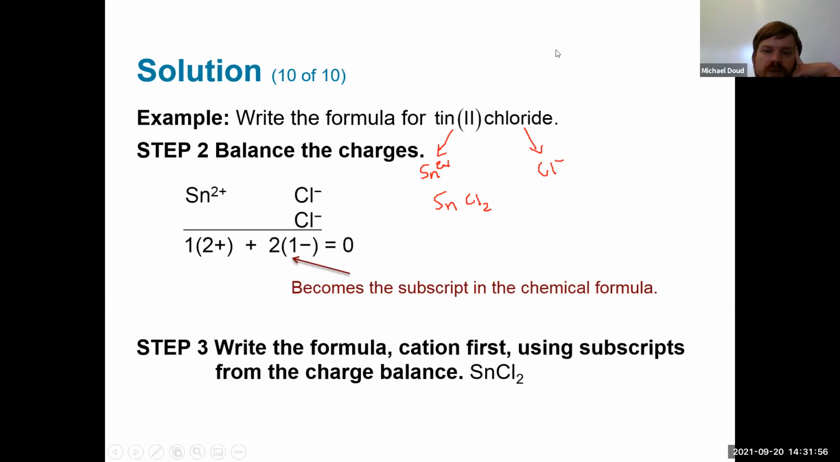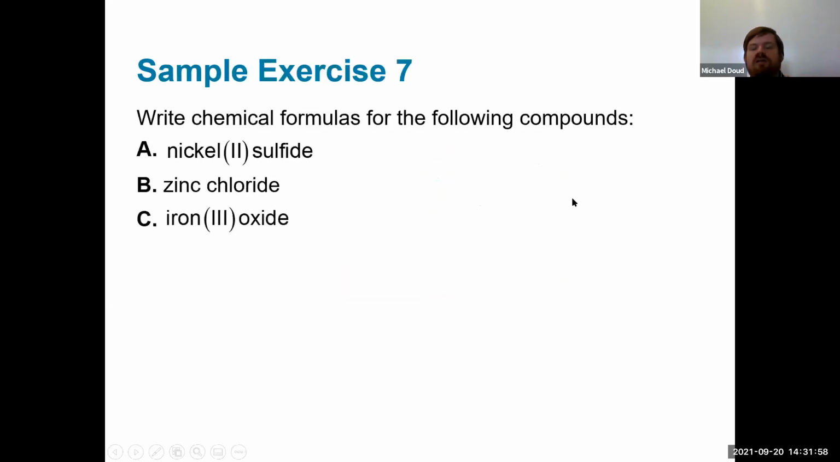Okay. All right, so why don't you go ahead and give it a try. We've got 3 different compounds: nickel 2 sulfide, zinc chloride, and iron 3 oxide. Now I'll point out zinc chloride. Remember, zinc is our transition metal that always has the same charge. So check your notes, check the PowerPoint, and remember what the charge on zinc is always. And then when you come back, we'll look through the answers. So go ahead, pause the video, and we'll be back in a minute.